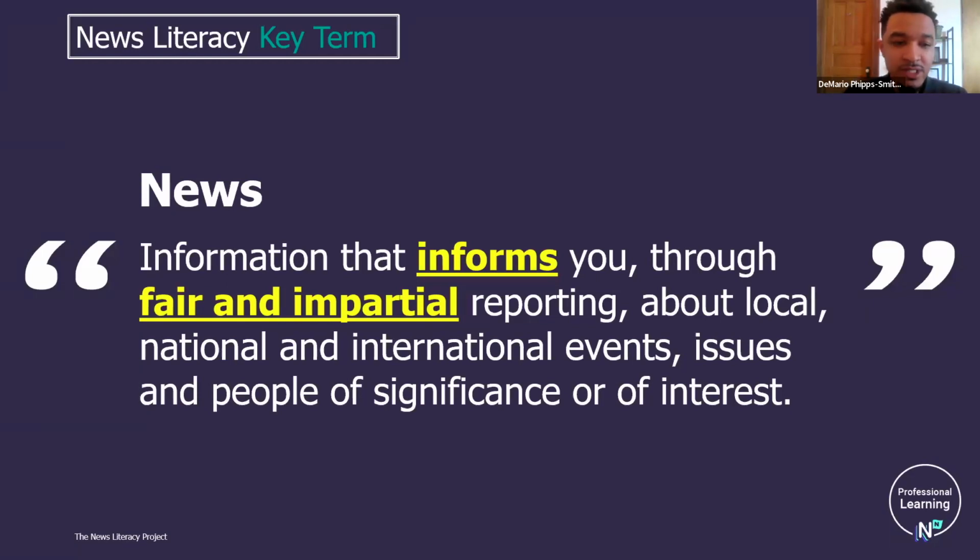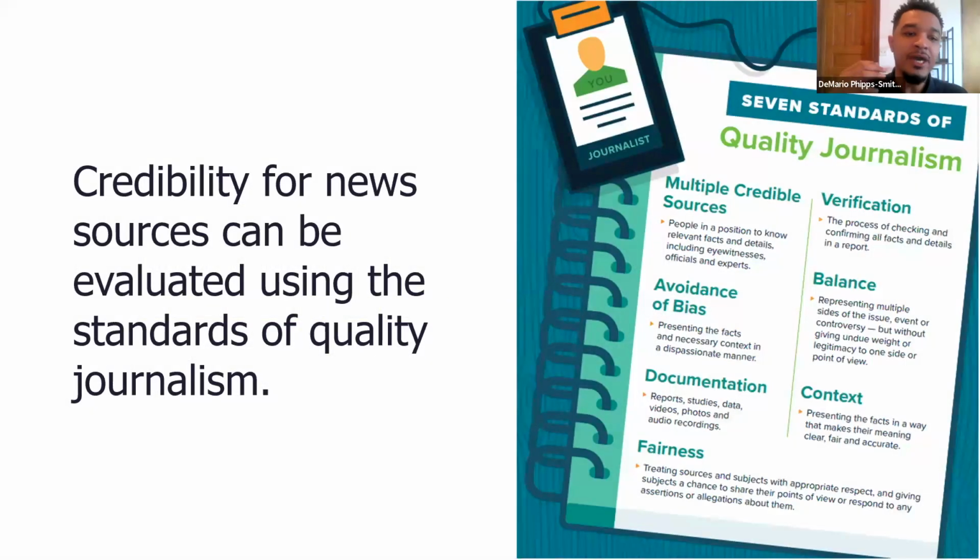So it's important when we're talking about the information landscape that we really understand the terms and the vocabulary used. News is information that informs you through fair and impartial reporting about local and international events, people of note, celebrities, and politicians. And we can look for credibility in news by evaluating it using the seven standards of quality journalism. These are things like, does it cite multiple credible sources? Is it avoiding bias as much as possible?